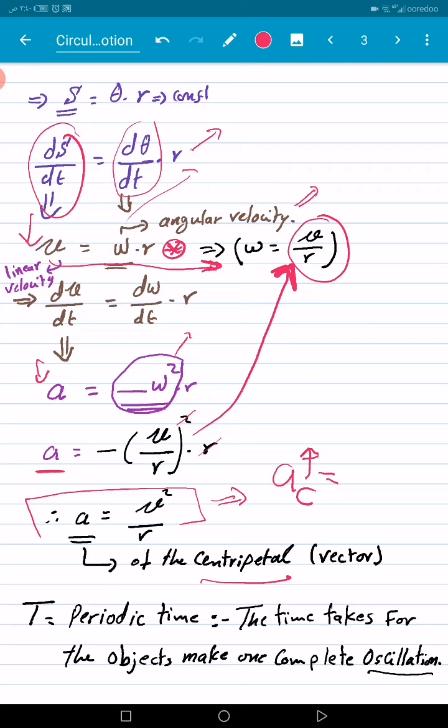So here in circular motion, the time is not the same time that I use in space or in linear motion. The time here is the periodic time.